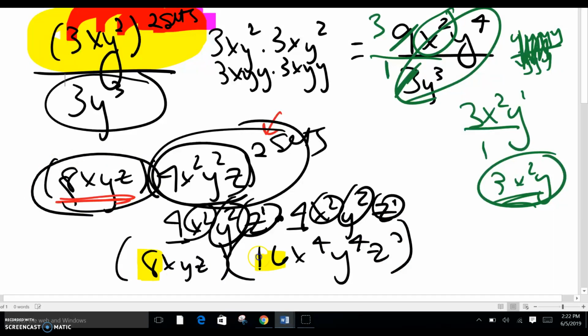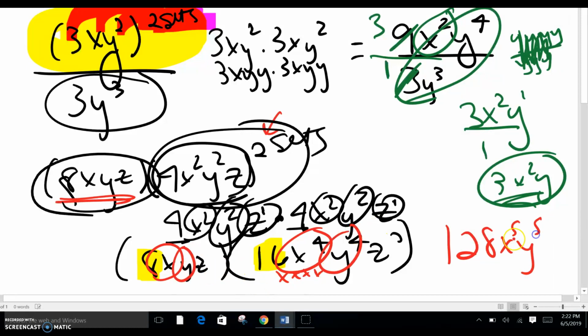All right, and again, remember, you can mush completely. So 8 times 16, I get an answer of 128. So I can get one coefficient for the whole thing. How many x's do I have? If I count them, and again, if you need to write this out, write it out. I have 5 of them. Y and y, again, I have 5 of them, and z, and let's see what z, I would have 3 of them. All right, so my final answer is this guy right here.